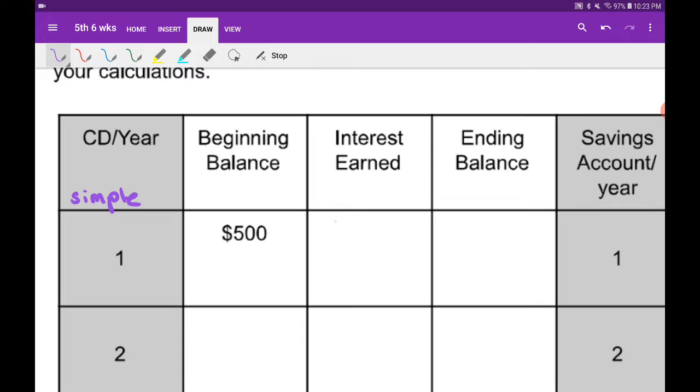So basically, how do we get this interest? We're going to take our $500 and multiply it by 4%, which is 0.04. Okay, so convert it to a decimal. All right, so 500 times 0.04, that's going to get us $20. That's what we made after the first year, just having $500 laying around. We made $20 off of it doing nothing.